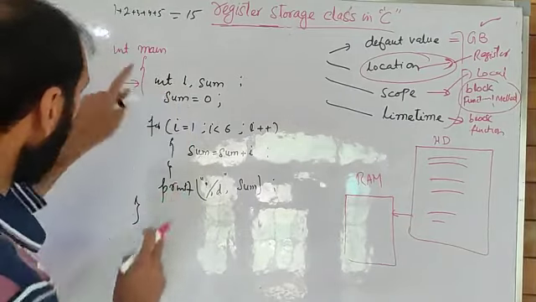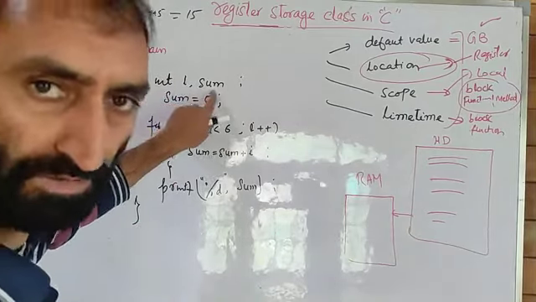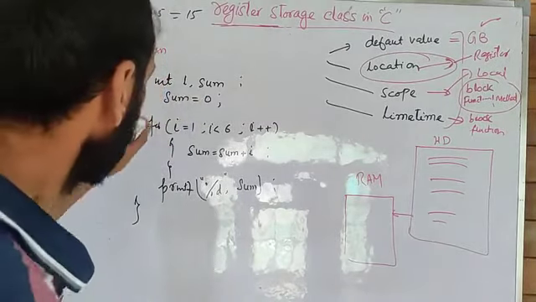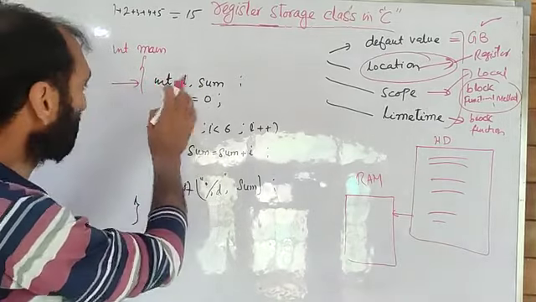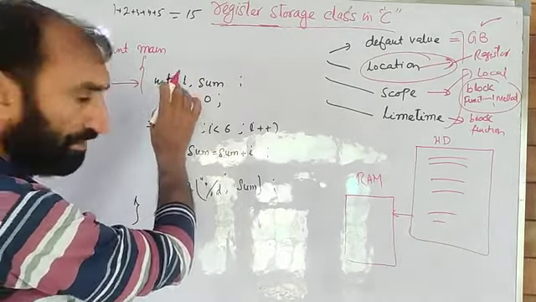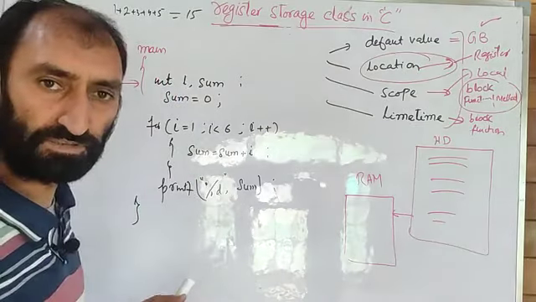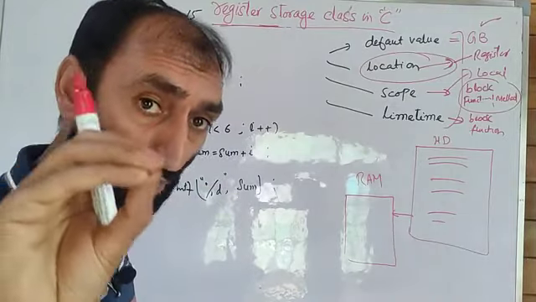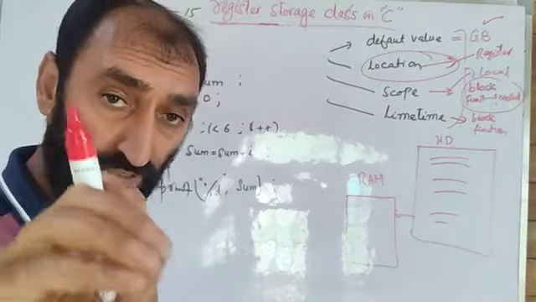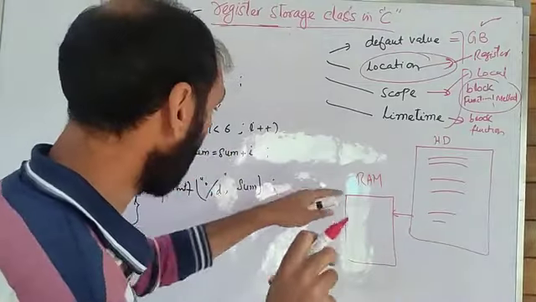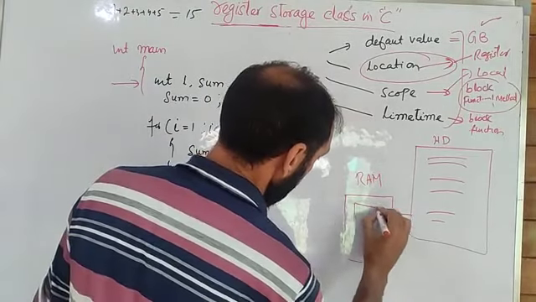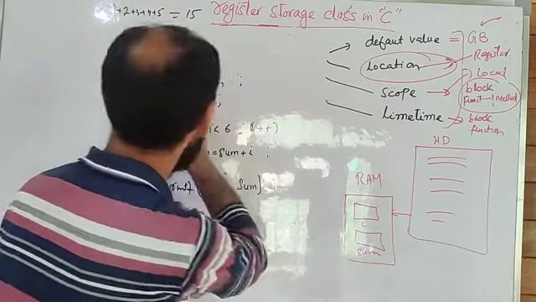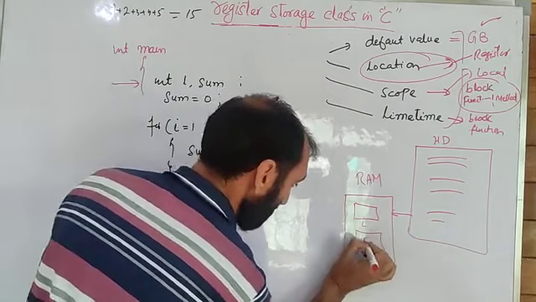Here I have declared the two variables, i and sum. Both these two variables are, by default, auto. That means no keyword has been associated with this int, and by default the variable is auto. We know that auto variables are stored in the RAM. The location of the auto variables is RAM. So, for example, here it is i and it is sum. Two variables I have declared, i and sum, and in sum I have initialized 0.